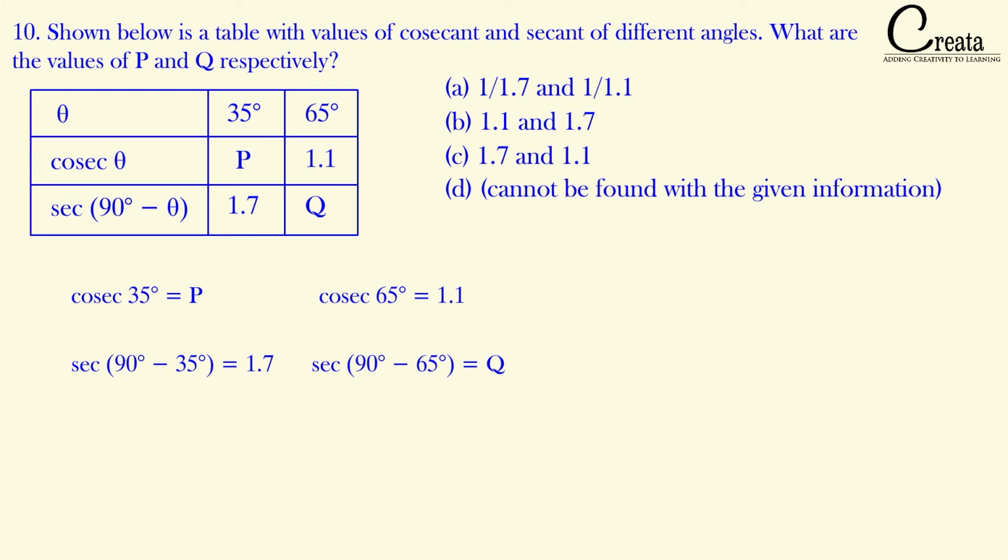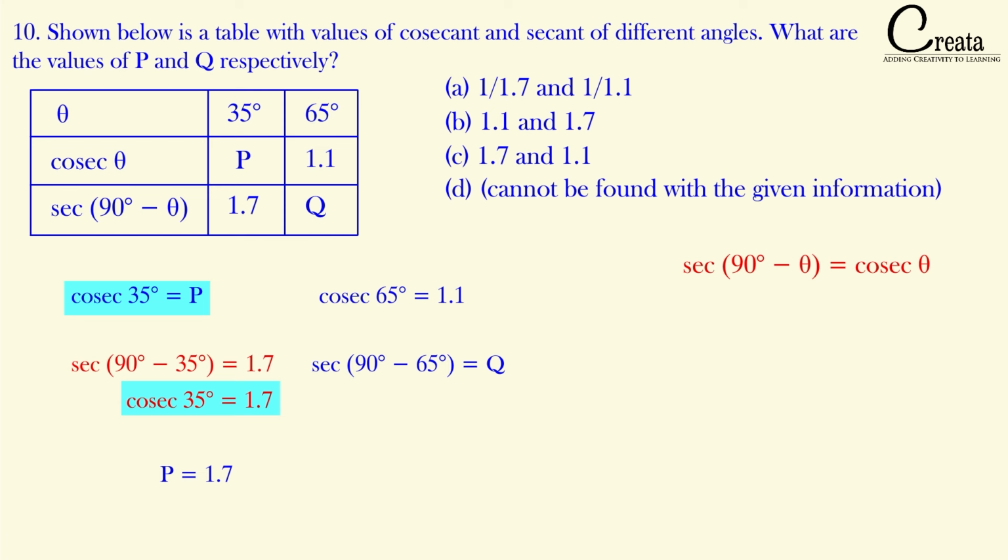The direct formula that is involved is sec (90 minus theta) is equal to cosec theta. This formula we will apply. Here sec (90 minus 35 degree) is given as 1.7. So sec (90 minus theta) is equal to cosec theta. So sec (90 minus 35 degree) will be equal to cosec 35 degree. So we got cosec 35 degree is equal to 1.7. And if we compare these two equations, both involve cosec 35 degree. So P is equal to 1.7. Got it? We got the value of P.